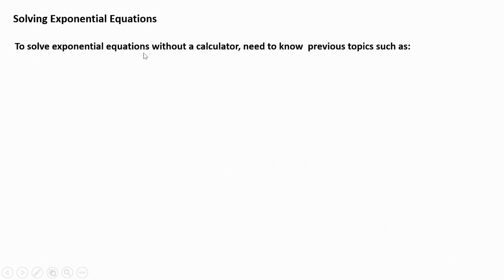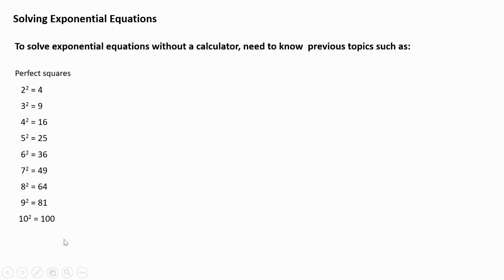Okay, now here we go, guys. This is the main topic for today's workshop. Solving exponential equations. To solve exponential equations without a calculator, you need to know previous topics from before. You have to know perfect squares, at least all the way to 10. Like 2 squared equals 4, 3 squared equals 9, right? And so forth all the way to 10. The more that you know, the better off you'll be.